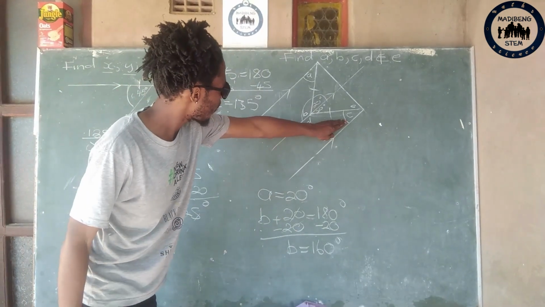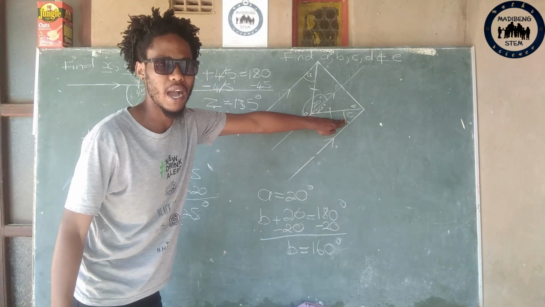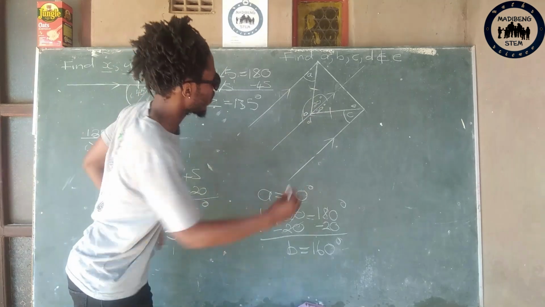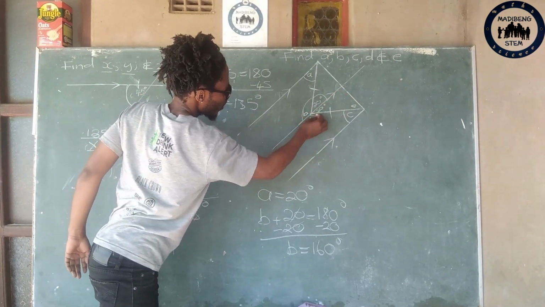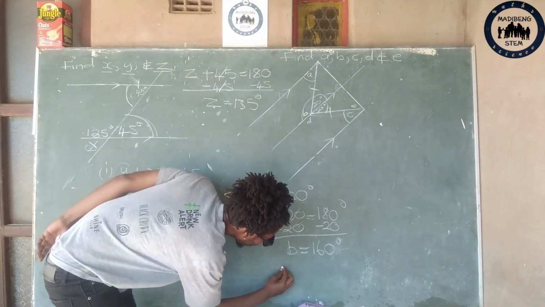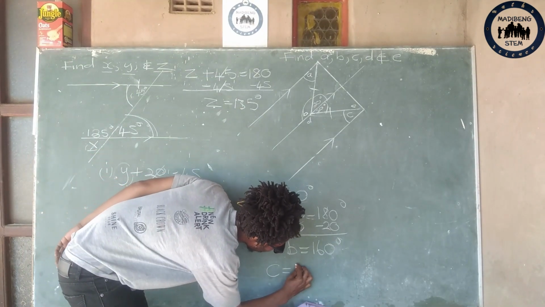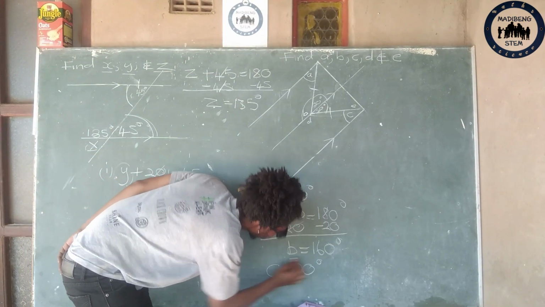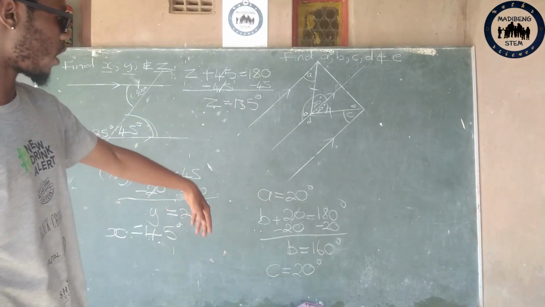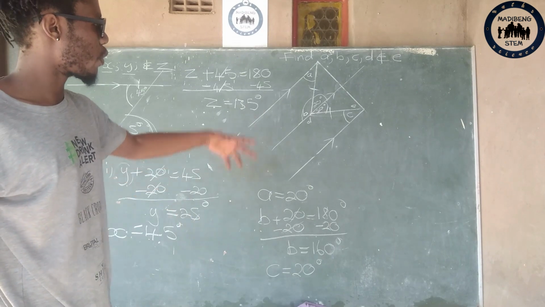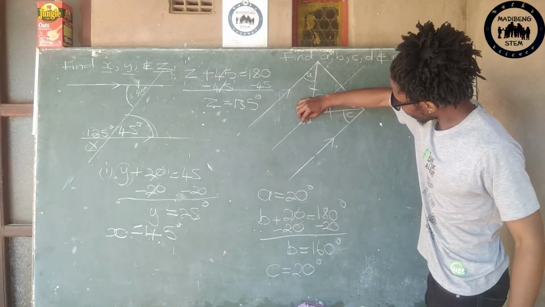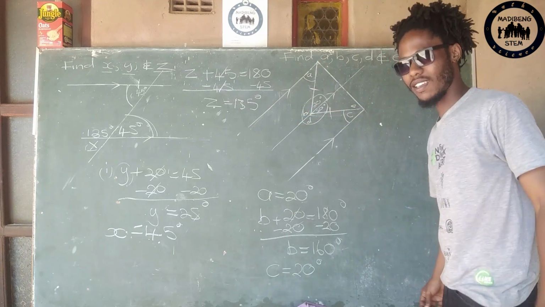So C is also alternating angle to this one. So they are alternating angles, so it's equal to this angle. It's equal to 20. So C is also equal to 20 degrees. So we have C, we have A, we have B. Now we want D. Where's D? Here's D.